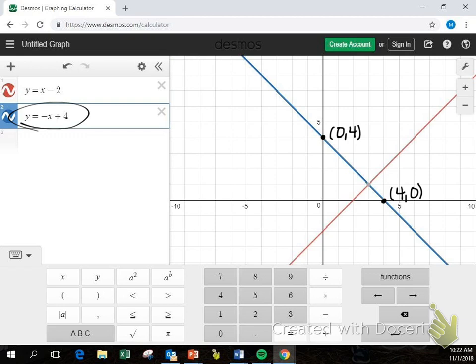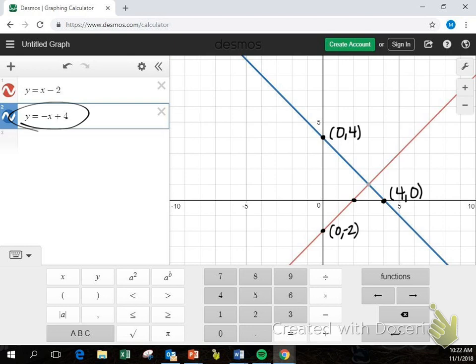Now let's do the red line. All right, Andrew, what is the y-intercept of the red line? Negative 2. Give me the coordinates. 0, negative 2. Right here, 0, negative 2. Awesome. Give me one more point, Bryce, on that line. Okay, 2, 0. Right here, that's another point you can draw on your line.